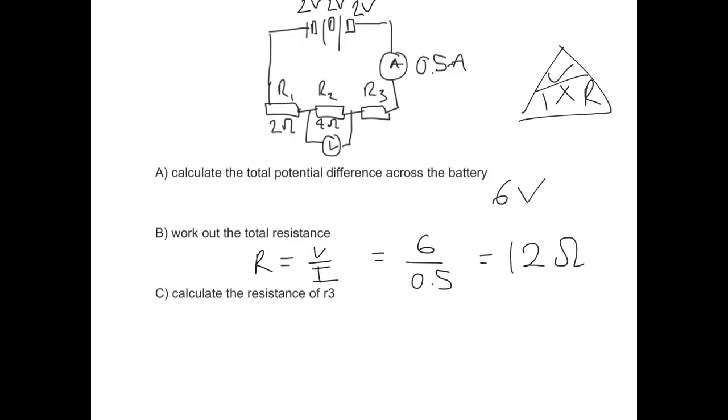Okay, finally calculate the resistance of R3. So if we know that the total resistance is 12 ohms, but we've been given R1 and R2, that's 6 ohms, that tells us the difference between those two values will be R3's value. So 12 take 6 is obviously 6, and that is 6 ohms.